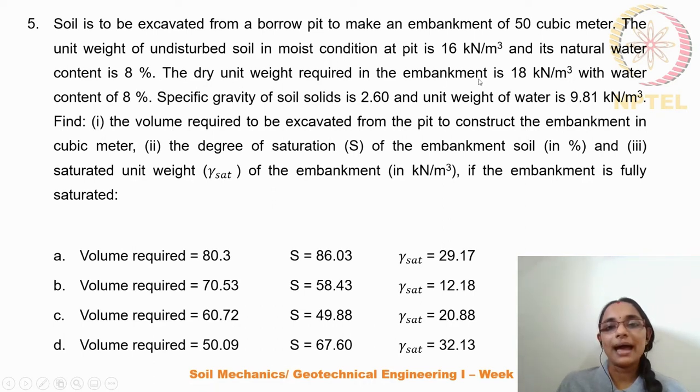Then for the embankment, dry unit weight required is 18 kilonewton per meter cube. So gamma D embankment is 18. Again, water content is also 8% or 0.08. Specific gravity of soil solids G is 2.6 and gamma W, unit weight of water, is 9.81. So we are given 4 options. Let's see which option is correct. Okay.